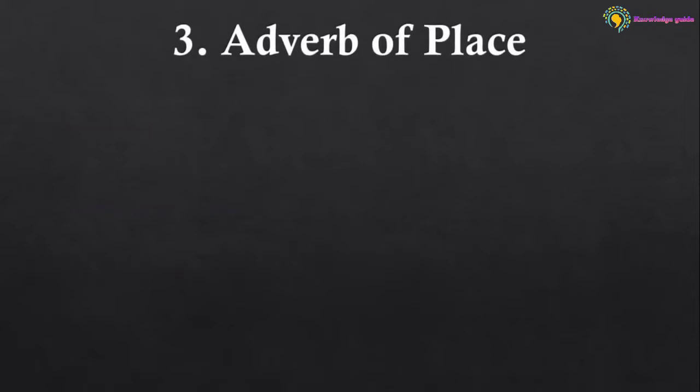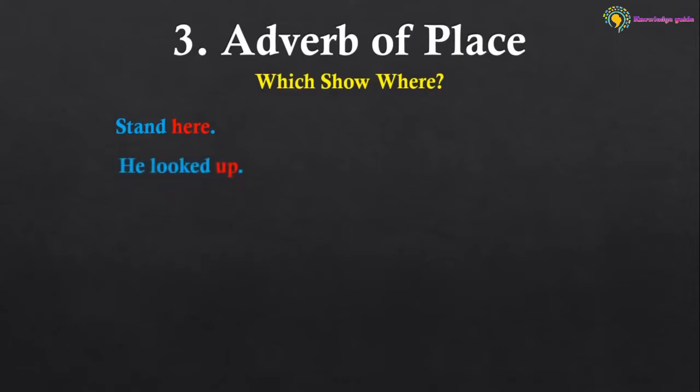Third, we have adverbs of place, which show where. This kind of adverb shows a place. Stand here. The word here shows where the person should stand. Next: he looked up. Here up shows a place. Next we have: walk backwards. The word backwards shows the position or direction of the walking.